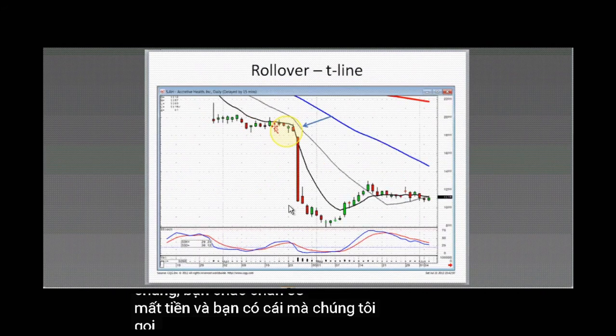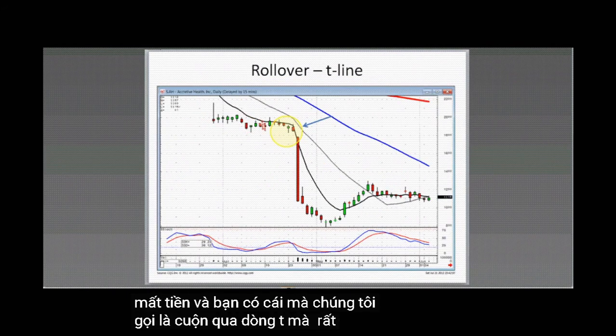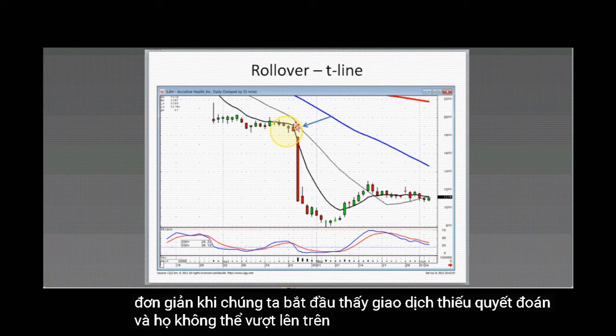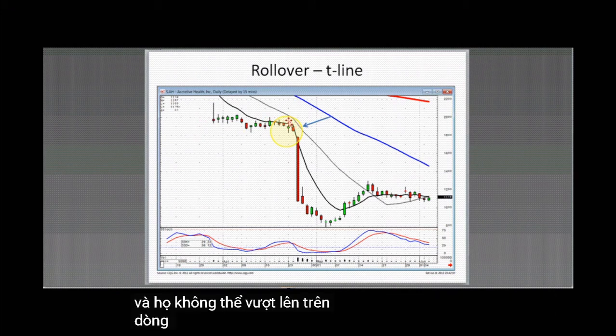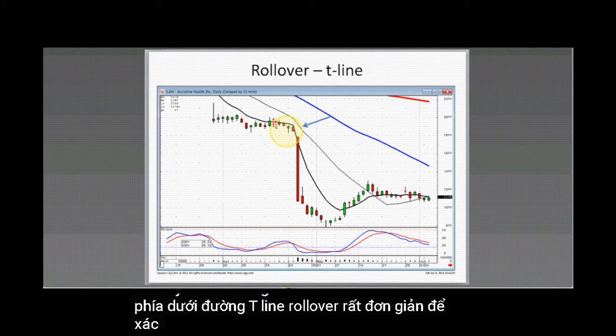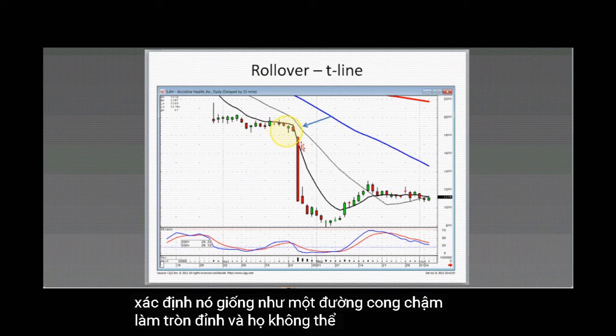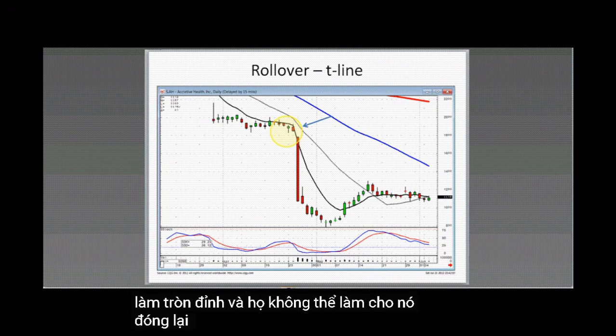Also, you've got what we call the T-line rollover, which is very simple. When we start seeing indecisive trading and they can't get up above the T-line, start watching for this rollover effect, because once they roll it over, that's when people start giving up and they pull the plug, and that's where you can make some big moves to the downside. The T-line rollover is very simple to identify. It's kind of a slow curve, a rounding top, and they can't get it to close up above the T-line.